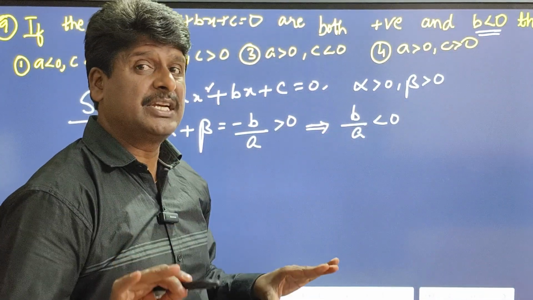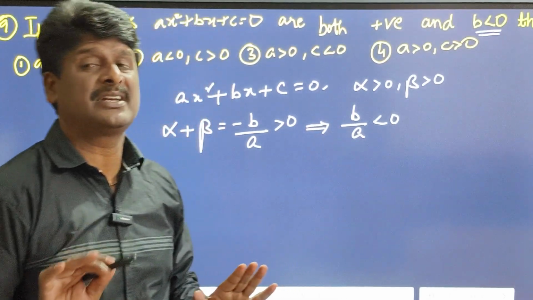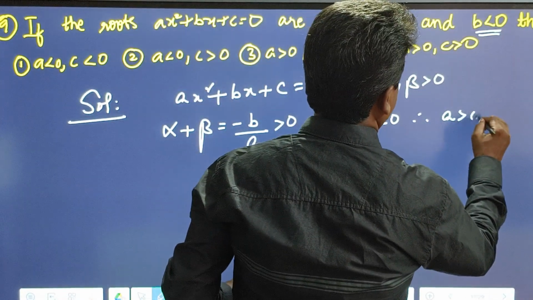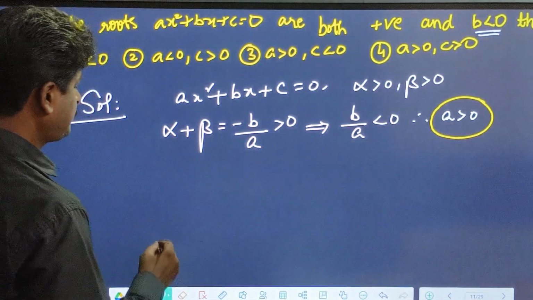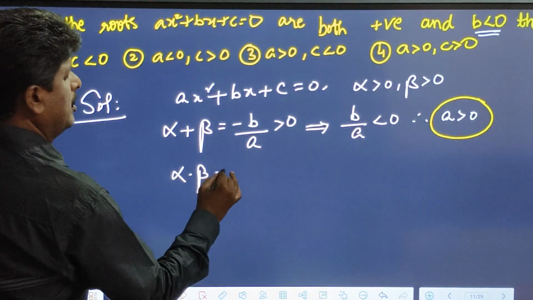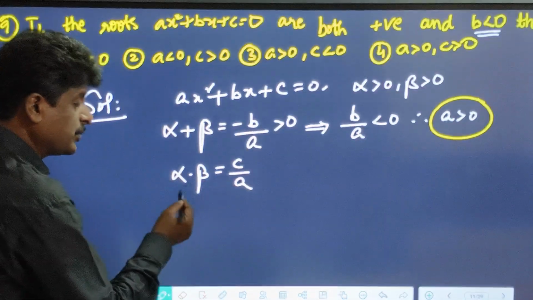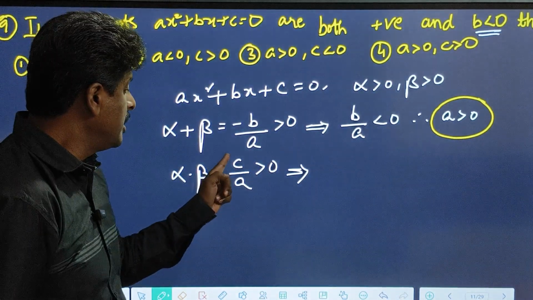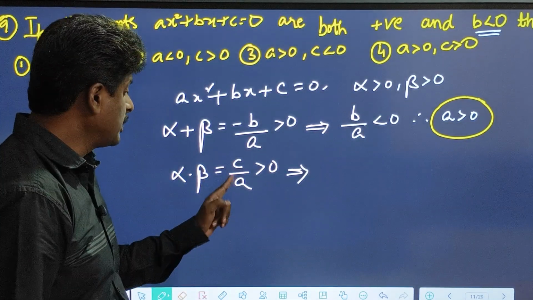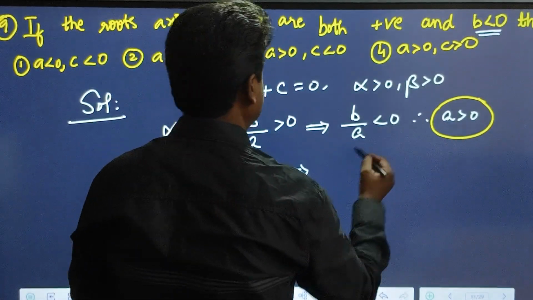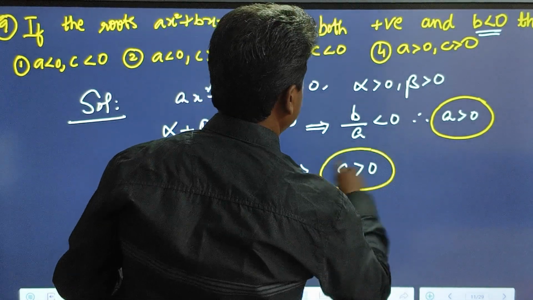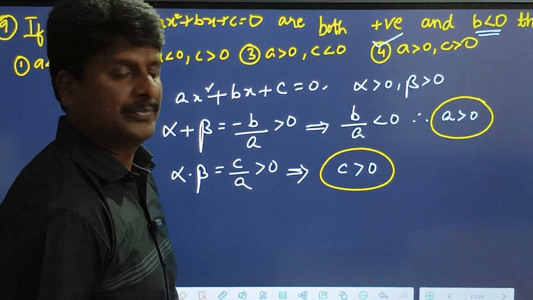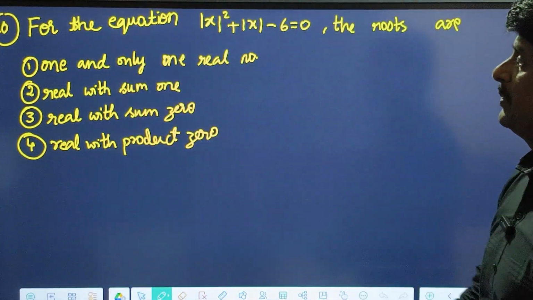See, a fraction is negative only when denominator and numerator have opposite signs. Already b is less than 0, therefore a greater than 0. And alpha greater than 0, beta greater than 0, such two positive roots' product is also positive. C by a greater than 0 happens only when both have the same signs, both positive or both negative. Already a is positive, that's why c is also positive. Now a greater than 0, c greater than 0, right answer. Okay. Next, problem number 10.